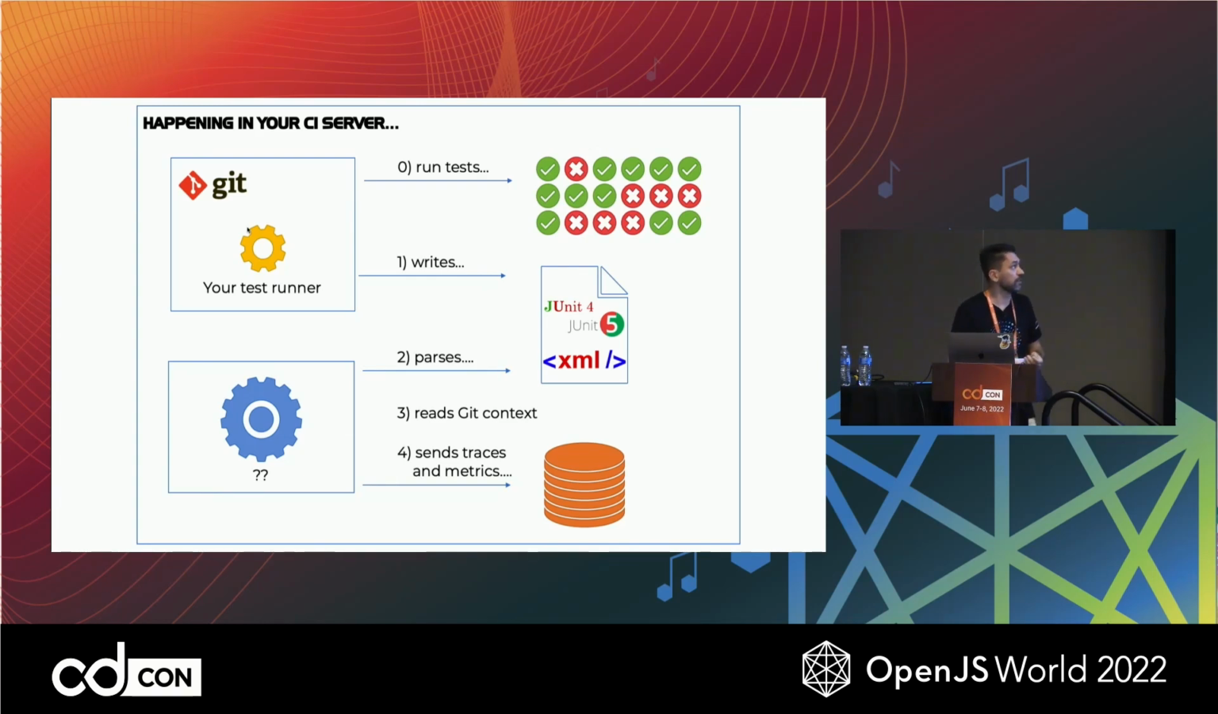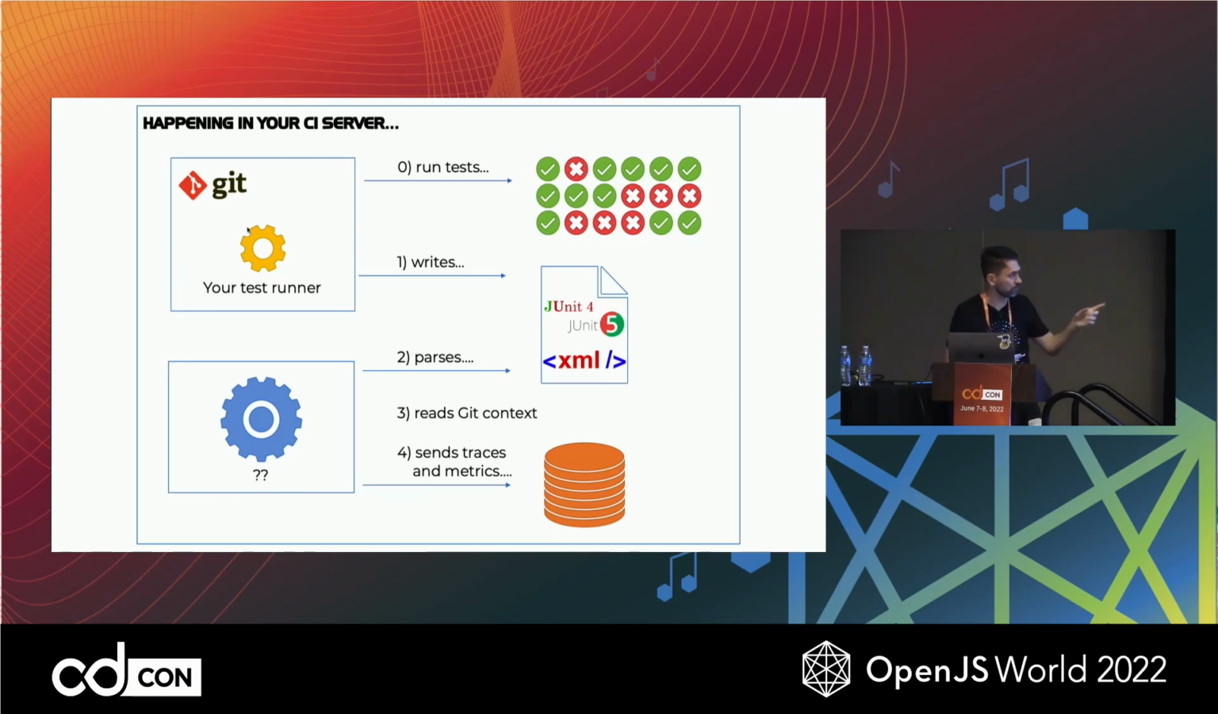This is what's happening in your CI/CD server. You run your tests, hopefully in Git. You have failures. You export to an XML file, and you have a process that parses that XML file, reads the Git context, and for me this is important, and finally send the traces and metrics.